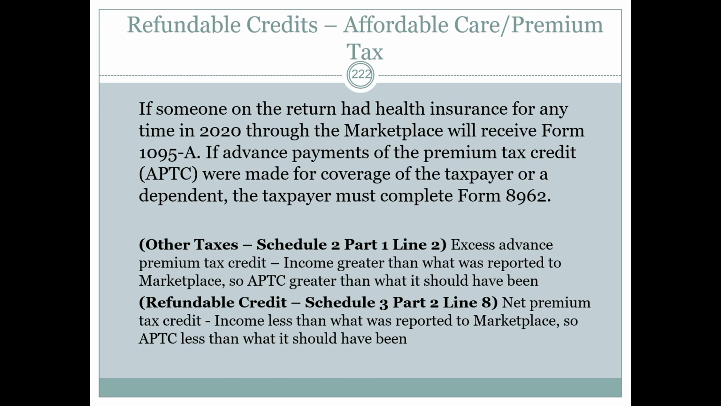The refundable credit part would appear on Schedule 3, Part 2, Line 8, and that is the net premium tax credit. This applies when income is less than what was reported to the marketplace, so the APTC was less than what it should have been. So those are the two implications of the premium tax credit.